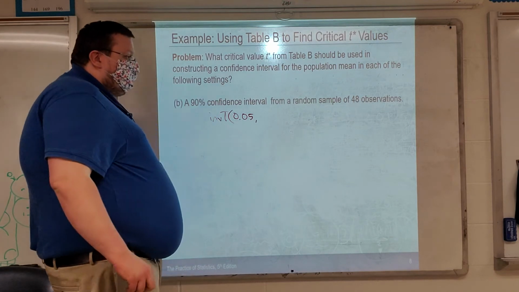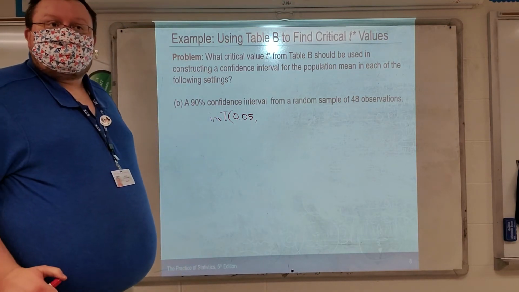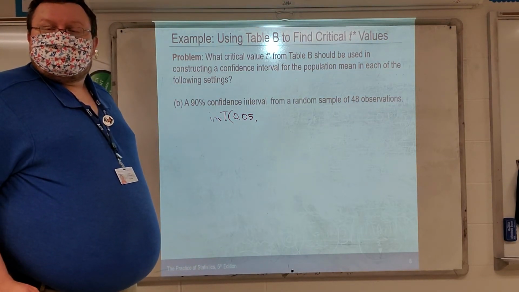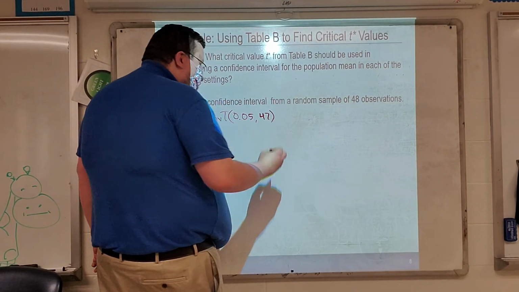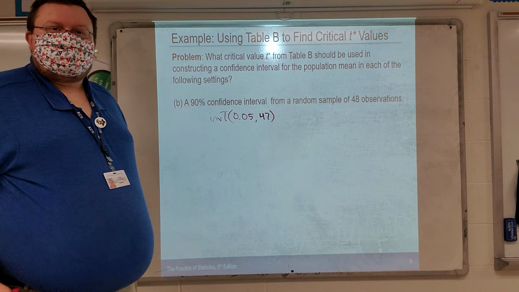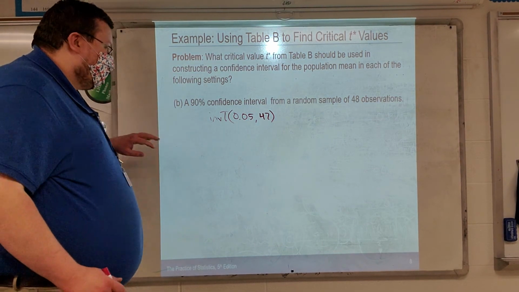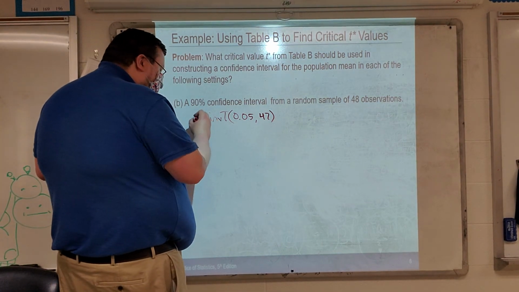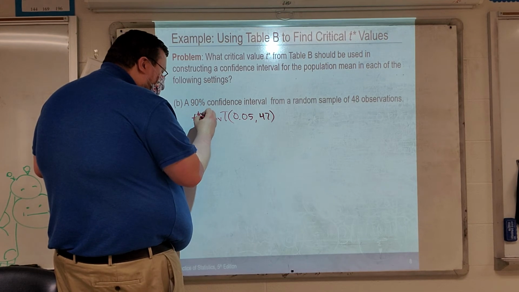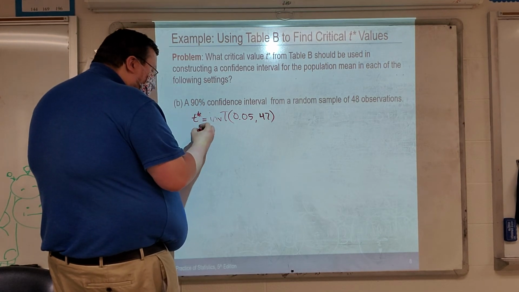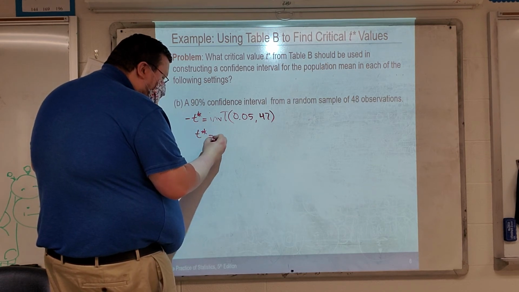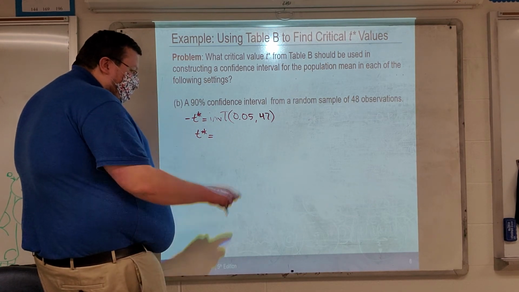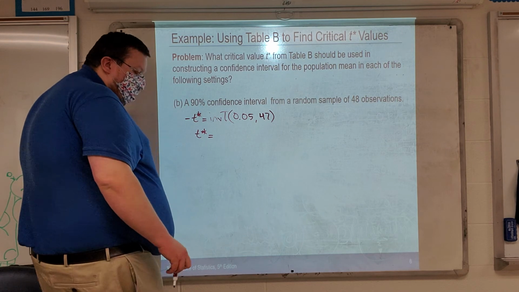What's our degrees of freedom? 47. Good job. We type that in. We get our T star, which will come out to be negative T star. So if we want T star, we'll make this positive once we get it.